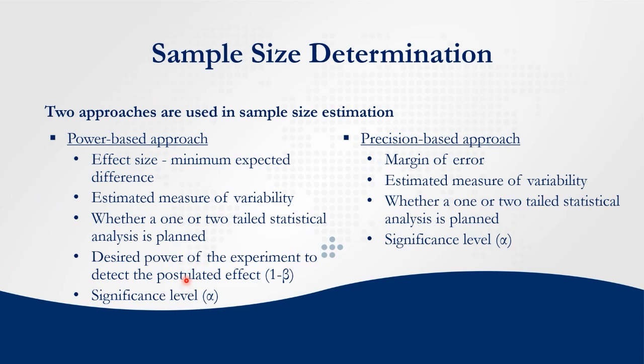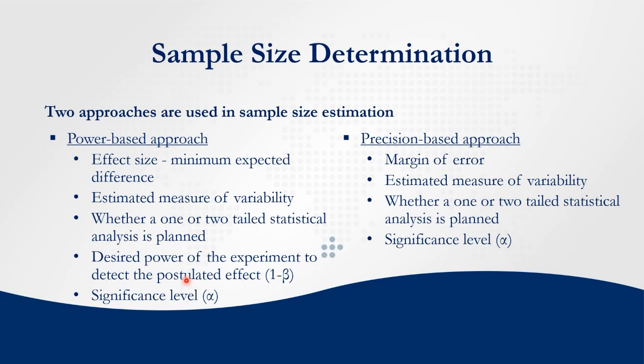Other approaches will say that if you are doing linear regression, you need to have 10 observations per variable. So there are also those generic guidelines. This is when you are estimating the sample size for yourself. So we have a power-based approach and a precision-based approach.